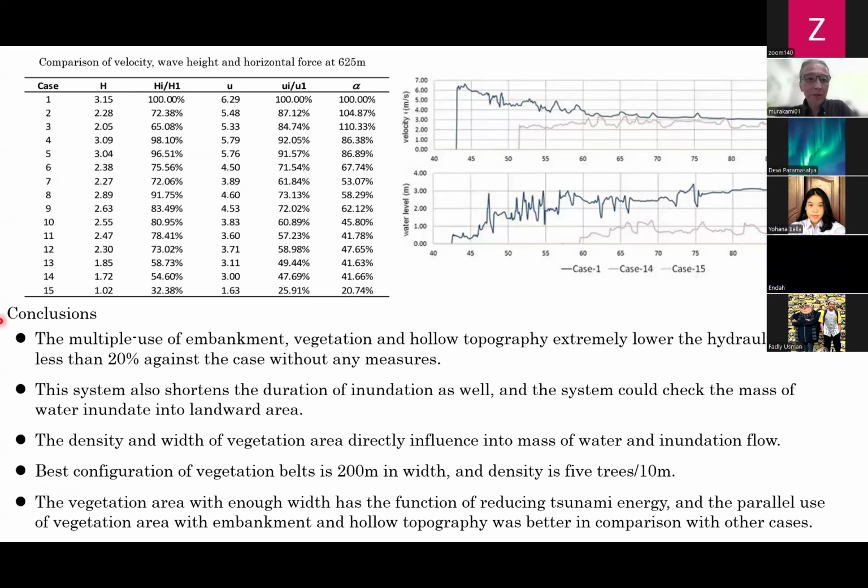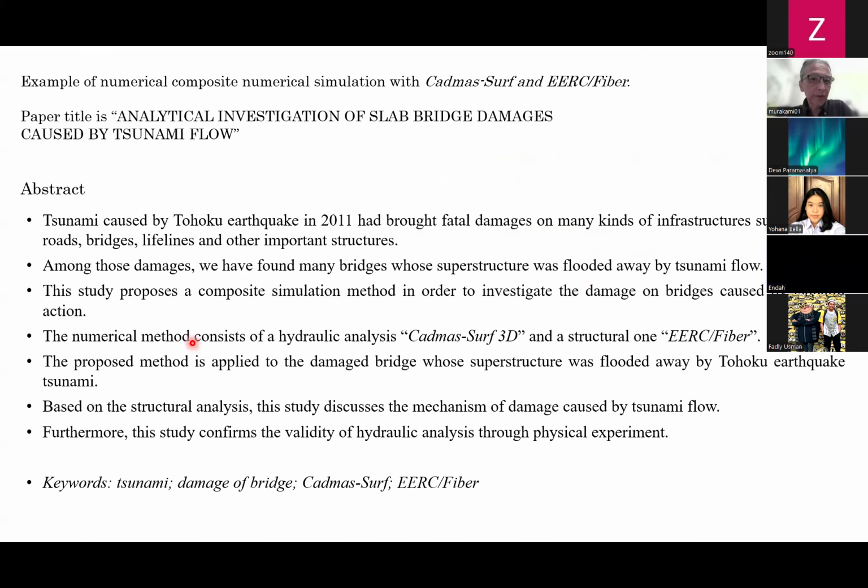And next, today, I will show you another case of tsunami propagation. And this also uses CADMAS and also uses EERC fiber. EERC fiber is one of the software packages which simulates structures. Okay. So this is one of our research outputs. The title is Analytical Investigation of Slab Bridge Damages Caused by Tsunami Flow. Okay.